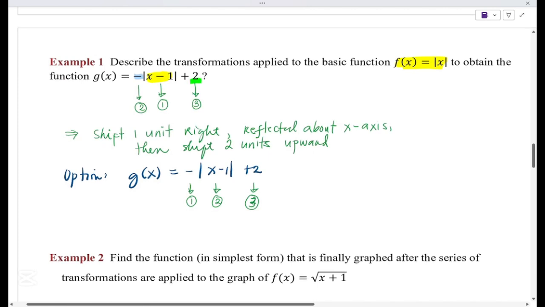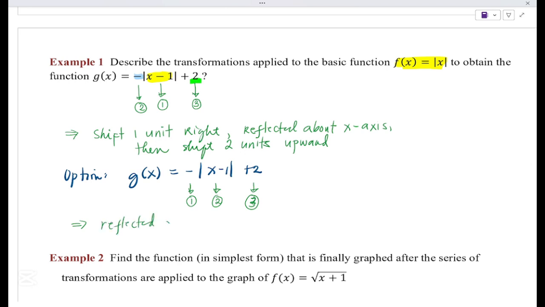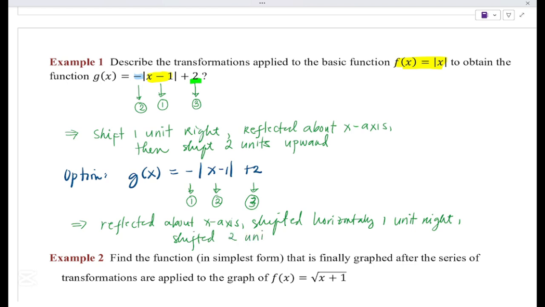So if we will write the transformation, this is reflected about x-axis, and then shifted horizontally 1 unit to the right, and then shifted 2 units upward. So these are the two possible descriptions on the graphing transformation.